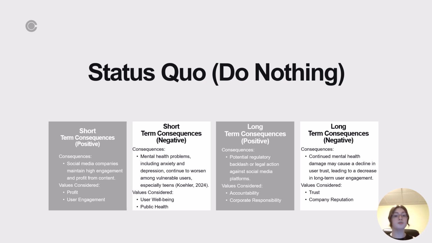However, a long-term consequence, which is positive, ties into potential regulatory backlash or legal action against social media platforms. Again, there's already backlash coming for social media platforms as a whole, so this could continue. However, if this doesn't occur, the long-term negative consequence is that continued mental health damage may cause a decline in user trust, leading to a decrease in long-term user engagement, as well as a decrease in mental health for users.